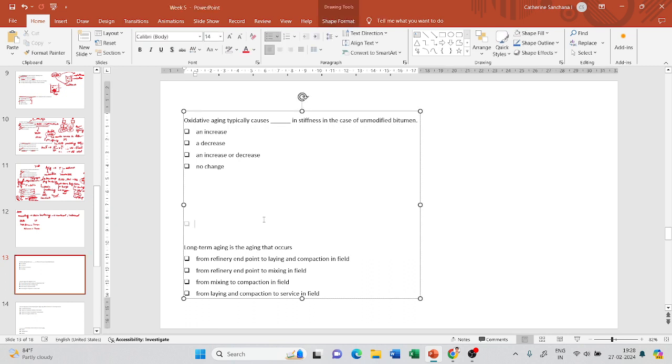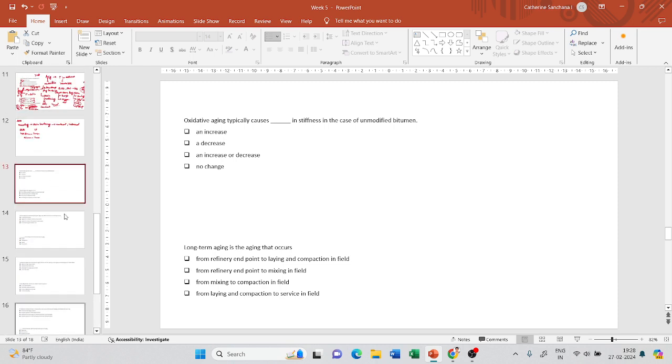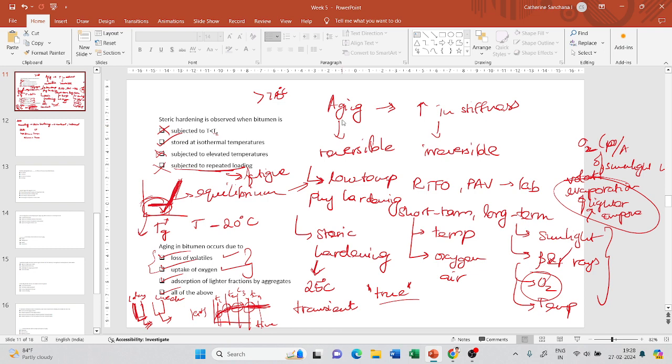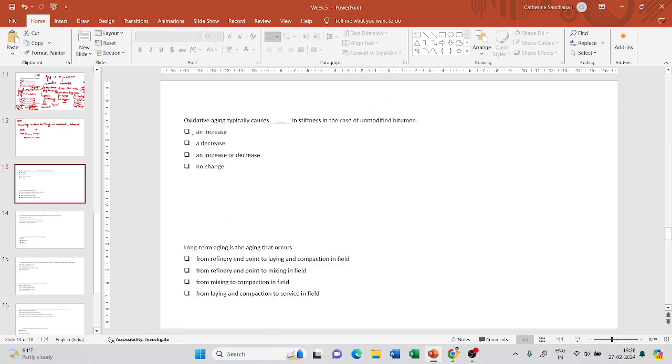Now, the next question: oxidative aging typically causes dash in stiffness in the case of unmodified bitumen. So this I explained here itself. Aging is increase in stiffness. So the answer is an increase in stiffness. Okay.